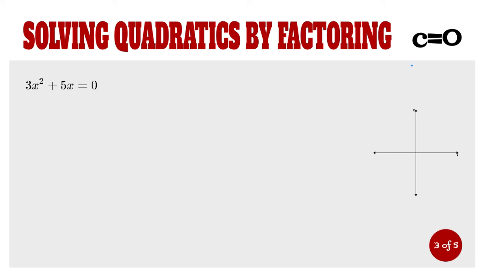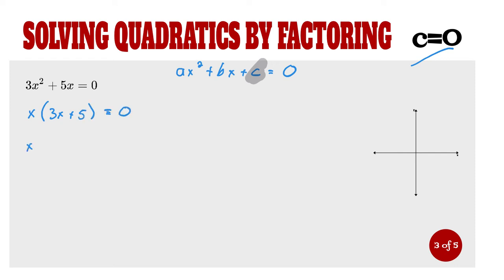In this case, c equals 0. Remember, I've got everything in standard form, which is ax squared plus bx plus c. So in this case, I have no value for c. So I'm going to go ahead and factor. The only thing I can do is take out the greatest common factor, which is x, and I'm left with 3x plus 5.